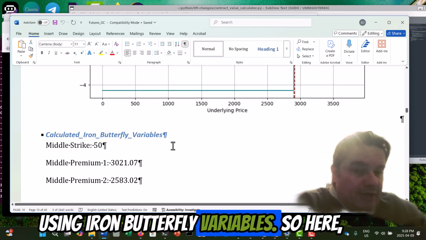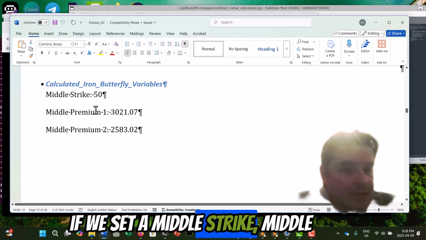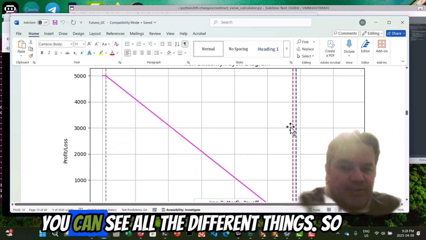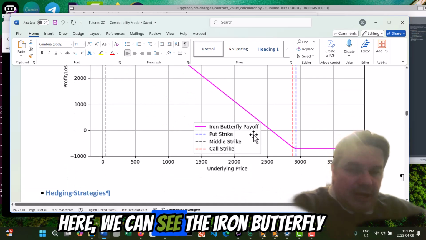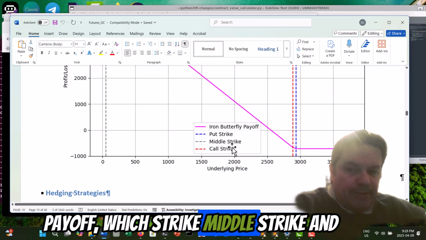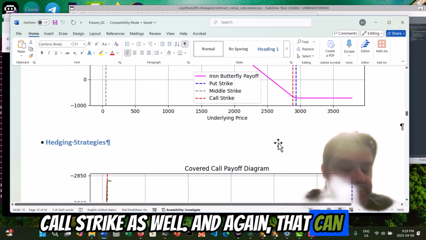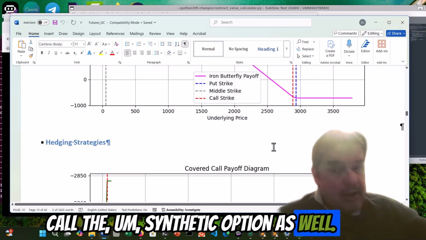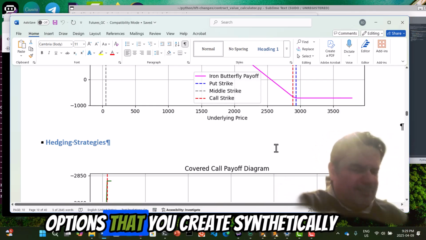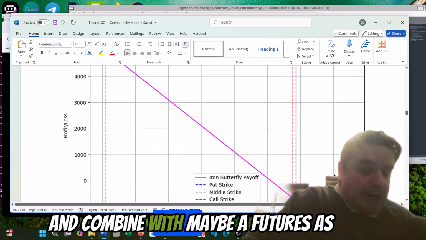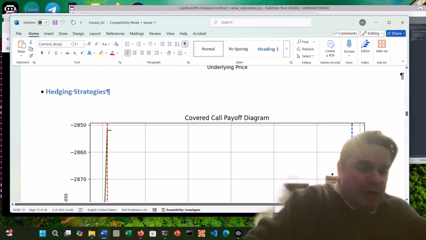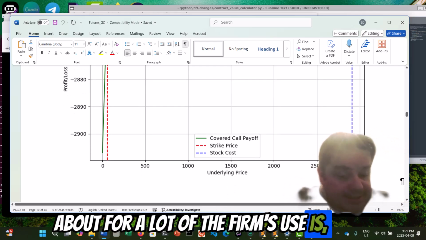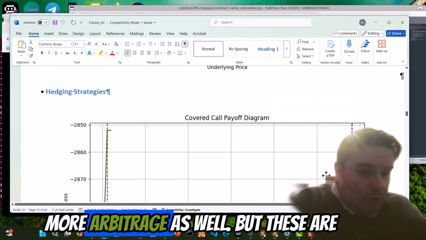Here we're using iron butterfly variables. So here, if we set a middle strike, middle premium, one and two as well, you can see all the different things. Here we can see the iron butterfly payoff, put strike, middle strike, and call strike as well. And again, that can be a whole combination of what they call a synthetic option as well. That's basically a couple of options that you create synthetically and combine with maybe a futures as well. Here we have hedging strategies as well. And again, a lot of what we're talking about that a lot of firms use is hedging and arbitrage. So you'll see more arbitrage as well.